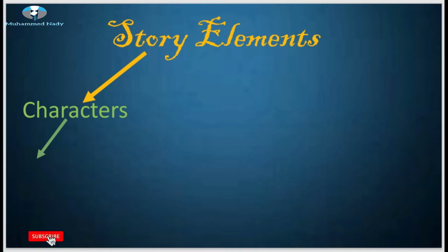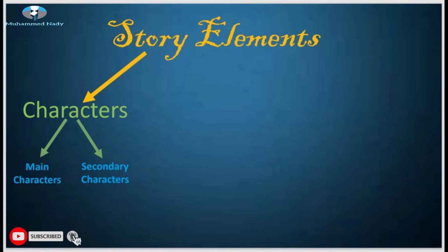Okay? So we have two kinds of characters. We have the main character and the other one is the secondary character. The main character is the most important character in the story, and we call them the hero of the story. And the secondary characters are the characters that are less important than the hero and the main characters. That's the first part. Characters, by the way, could be people or animals, birds, okay? But they should have a role in the story itself.